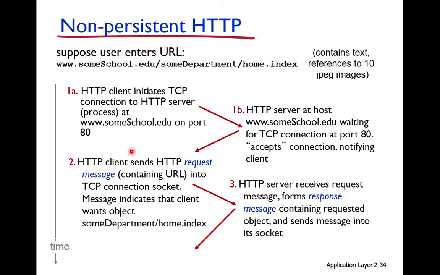After this, the HTTP message is sent saying that I need this object. So this is the HTTP request, and it will contain the URL, saying that on this machine this object is required. The HTTP server will respond: if that object is present, the server will send that object. If that object is not present, then the server will send a message that the object is not with me.